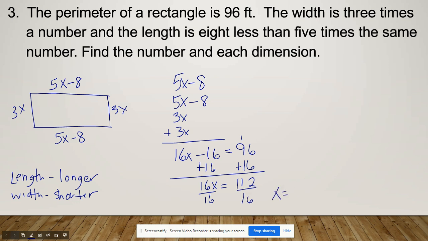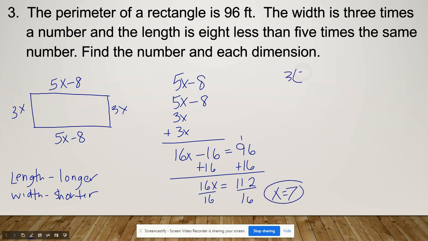and x equals, let me pull up my calculator because I don't remember, and you guys, of course, are definitely able to use calculators as well. 112 divided by 16 is 7. So now we plug that in.